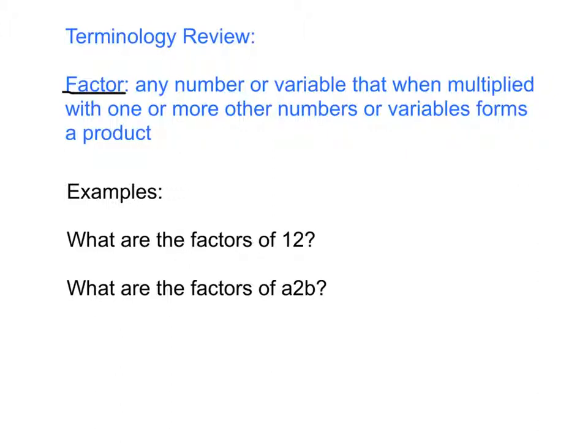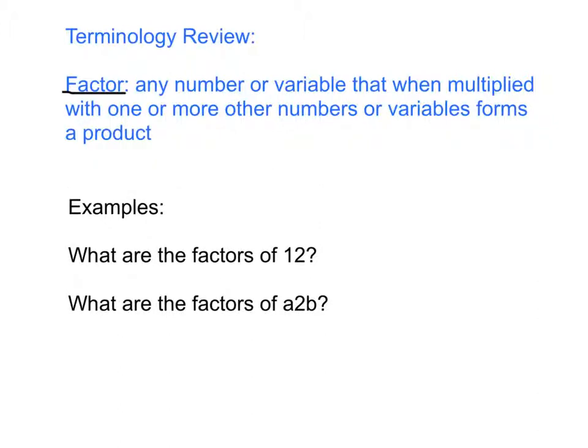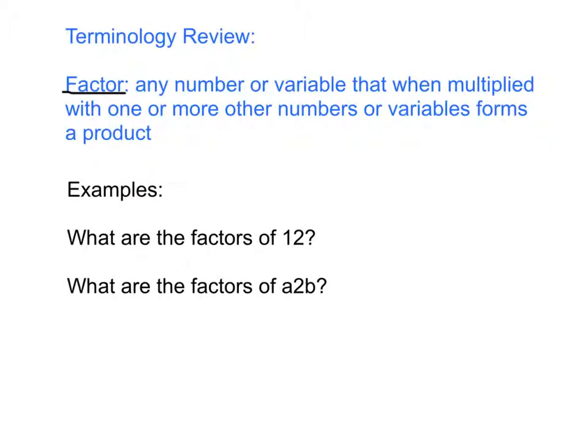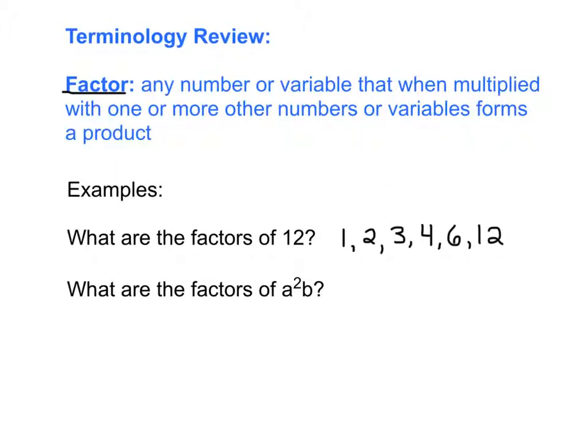Let's look at a couple of examples. The first one is, what are the factors of 12? Factors can also be found by thinking about division and thinking about what numbers 12 is divisible by. Of course 1 is our first number that all numbers are divisible by, so it's always a factor. 12 is also divisible by 2, by 3, by 4, by 6, and by itself, 12. So now we have all the factors of 12. 1 and 12 can be multiplied together to get 12. 2 and 6 multiply to get 12, and so do 3 and 4.